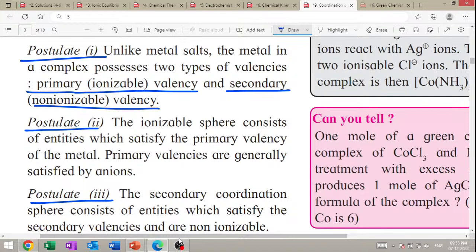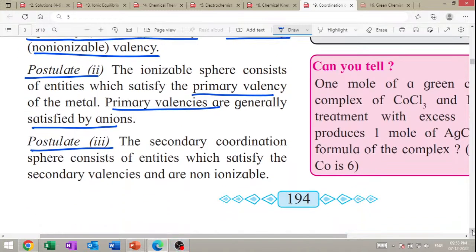सेकंड postulates. The ionizable sphere consists of entities which satisfy the primary valency, and the primary valency is generally satisfied by anions. The secondary valencies are satisfied by the secondary coordination sphere, which is non-ionizable.